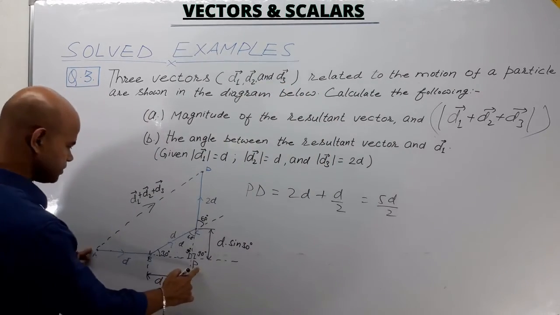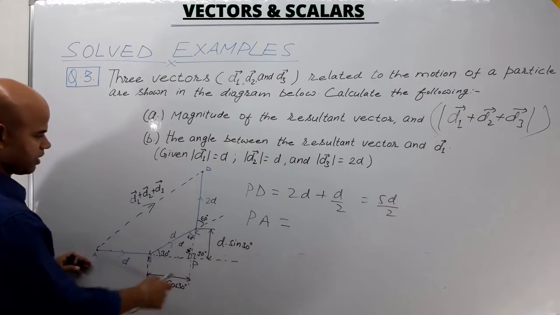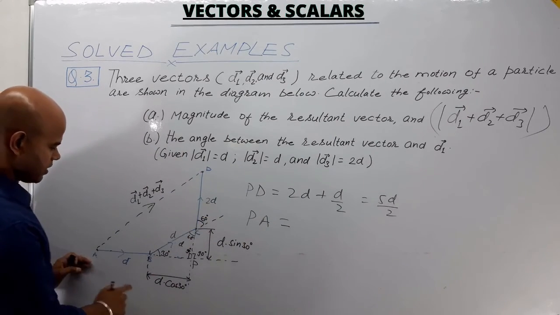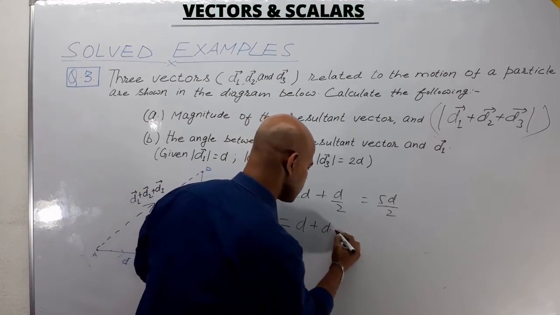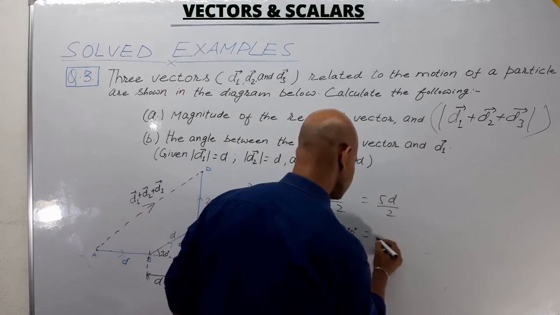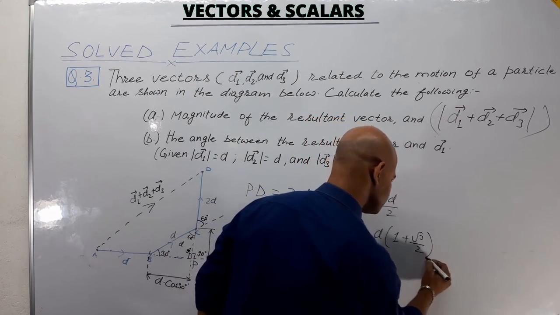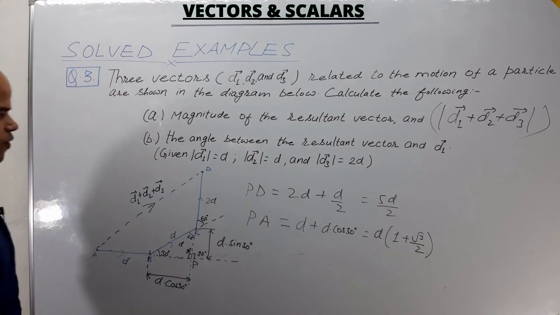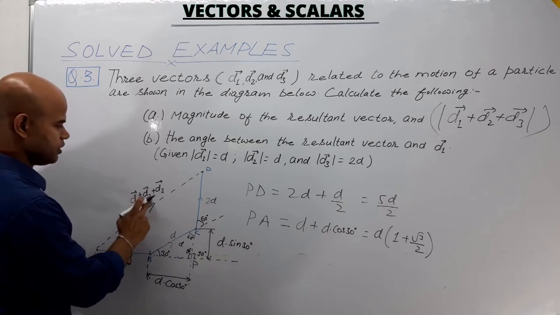Now let's find this PA. This PA, the base of the right angle triangle, perpendicular we have already calculated. So this is D plus D cos 30. Cos 30 is how much? Root 3 by 2. So that is D times 1 plus root 3 by 2. Right? So now we can calculate the magnitude of the resultant vector D1 plus D2 plus D3.